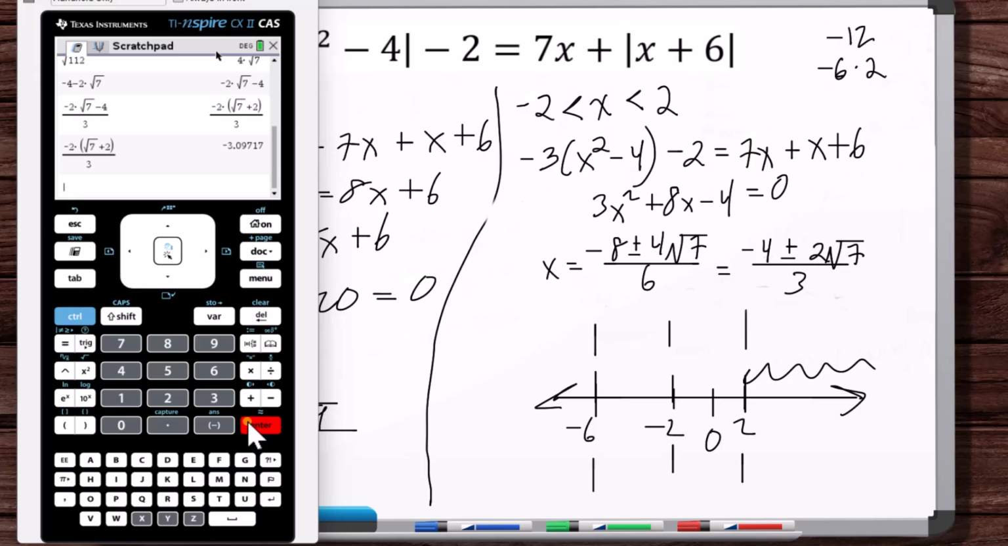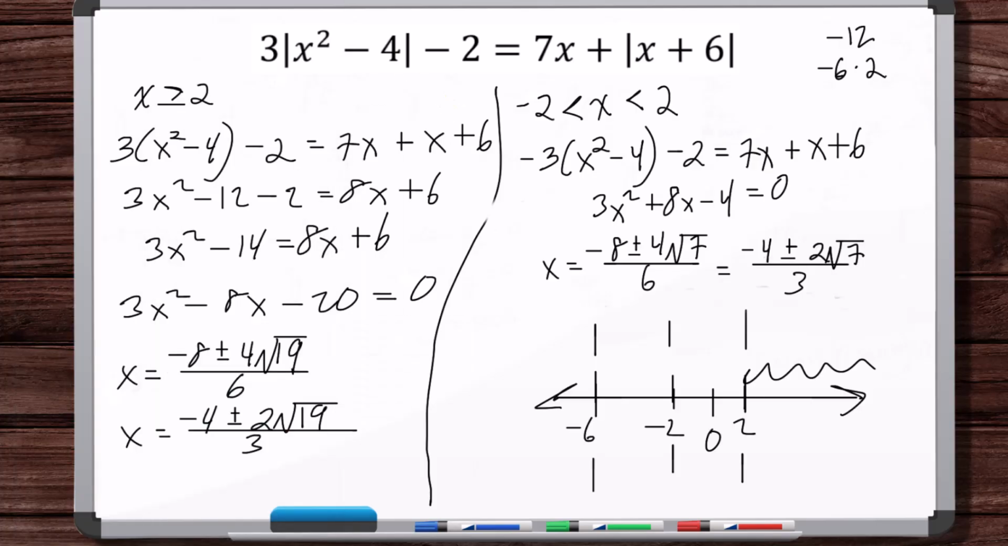So, okay, that's outside of the range. Okay, now let's do minus 4 plus 2 root 7 over 3. And that's within the range. So, there we go. There's one solution. Minus 4 plus 2 root 7 over 3. Okay, now we've done this region.